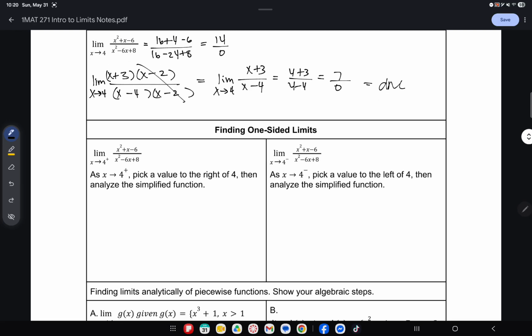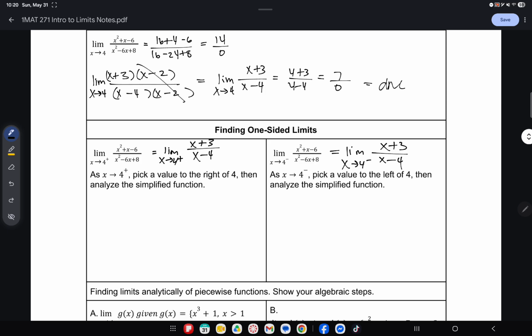All right, well, using this, it's the same function. So I'm just going to go ahead and write the simplified part, right? So the limit as x approaches 4, we're going to do left and right, of x plus 3 over, oh, not 4, x minus 4. I'm going to write it here as well. So the limit as x approaches 4 for x plus 3 over x minus 4.